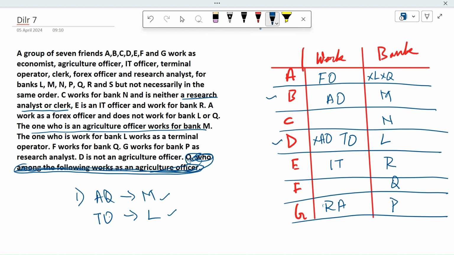I hope you find it right, because there is only one left where both the things are empty, their work and the bank. Okay, so this I have used.